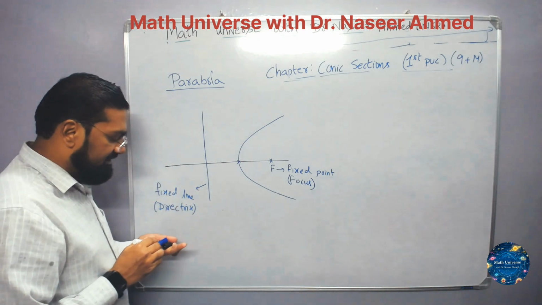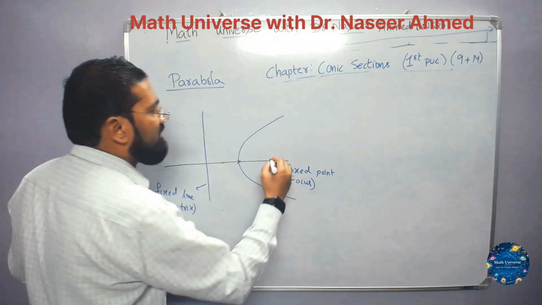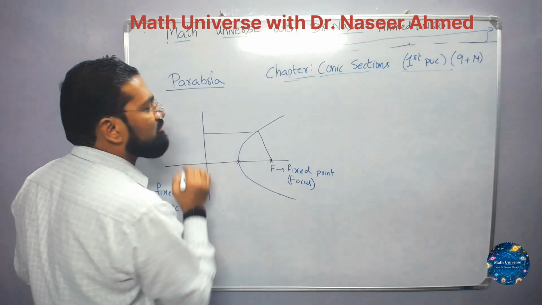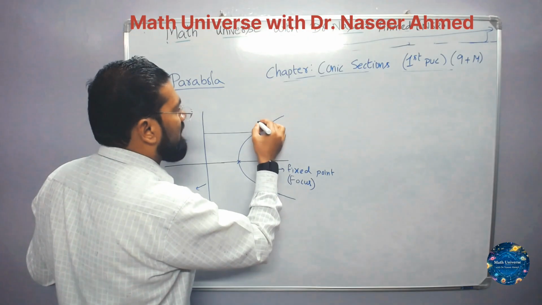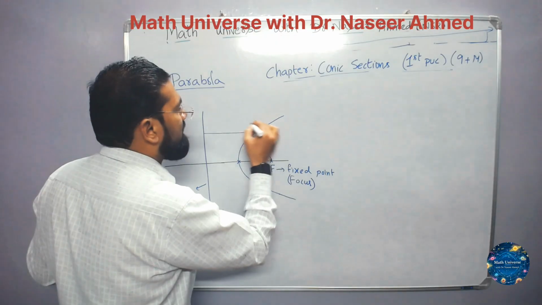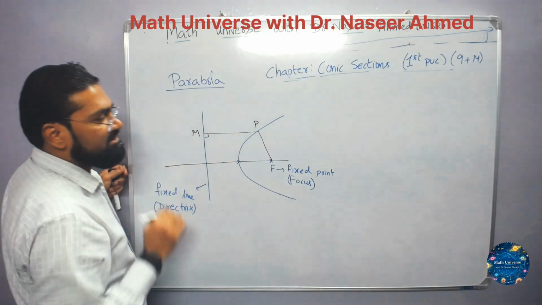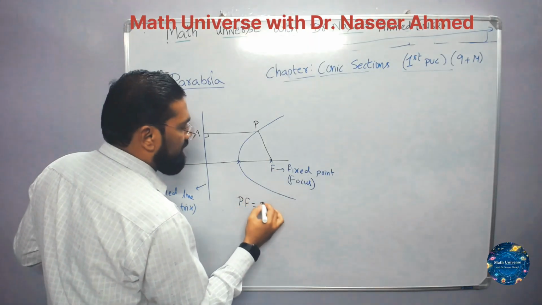Now the condition is I'm going to create all those points such that if I take the distance from here till here and from here till here, both should be the same. Only then we say it is a parabola. So let's say point P is here and this is some M, the perpendicular distance, always the perpendicular distance. So PF should be equal to PM.